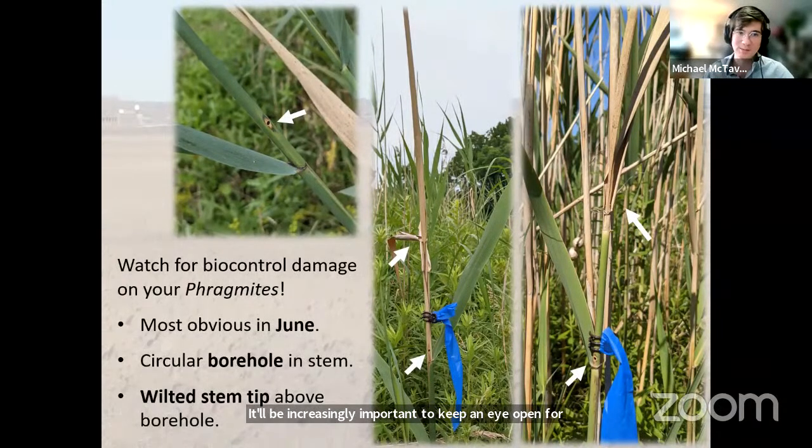So as we noted when talking about monitoring, this is usually easiest to see in June. You're looking for that circular borehole or two in the stem. Usually what you see as you're walking through would be the wilted stem tip above that borehole, which is kind of what is flagged first.